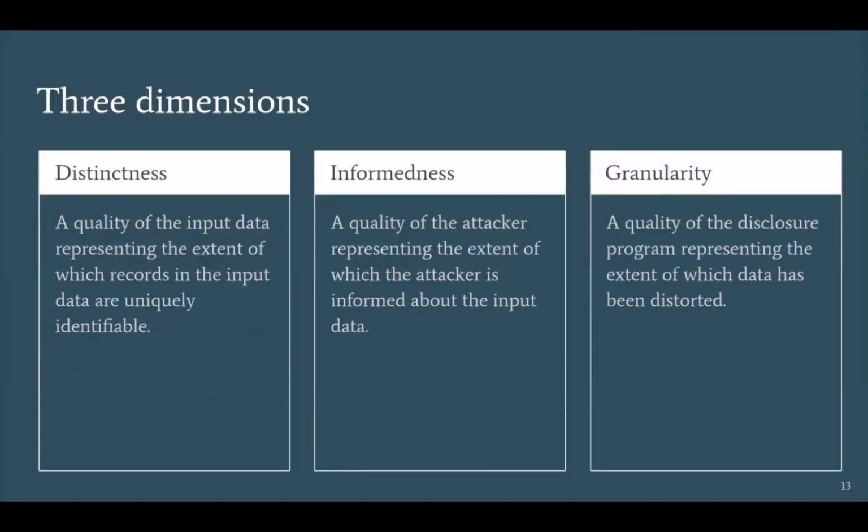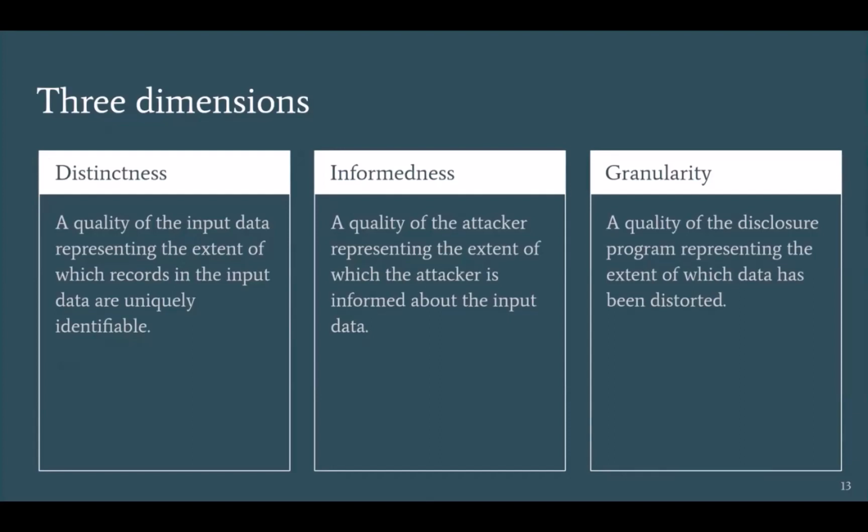And then the framework introduces 3 dimensions to consider in a privacy data analysis. It's the distinctness, informedness, and granularity. The distinctness, as the slide says, is the quality of the input data representing the extent to which records in the input data are uniquely identifiable. A record might be similar to many records in the input data set, but it could also be unique or somewhere in between or have outliers.